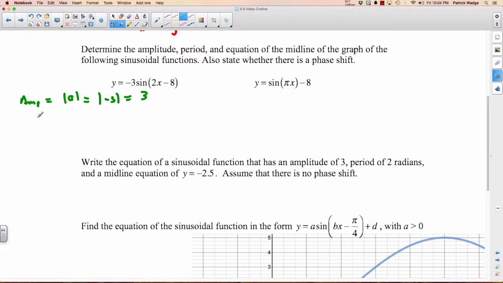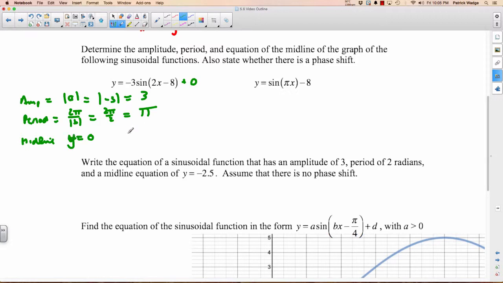There's your amplitude. To get the period, you have to do 2 pi over the absolute value of B. And how much is your B value here? The B value is 2. So it's 2 pi over 2, absolute value of 2 is still 2. The period is pi. Equation of the midline: remember, that's really easy. For the midline, all you have to do is look at the D value. How much is the D value? Do you want to say -8? No, -8's inside the bracket. The D value is 0. So D equals 0. That means the equation of the midline is y equals 0.